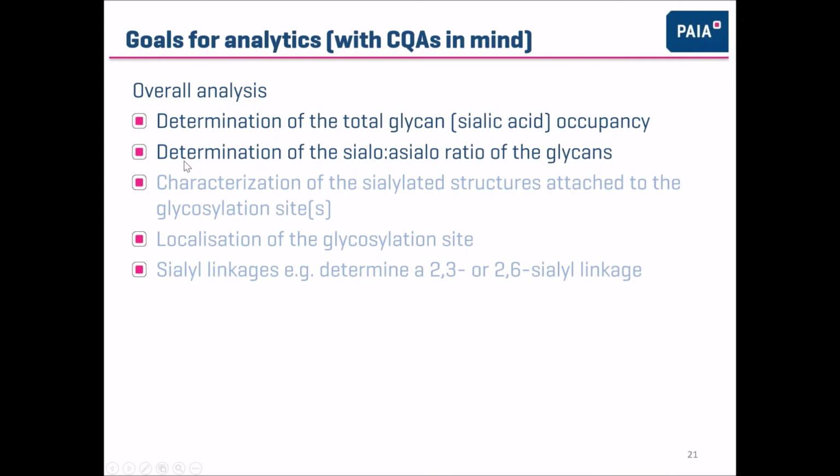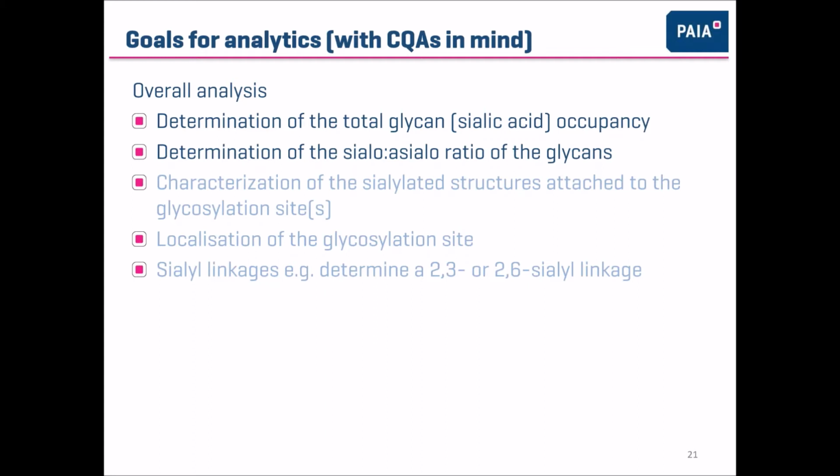We would like to know the ratio of the sialylated versus the acylated glycans, and less important would be to know, for example, what are the characteristics of the sialylated structures. So how do they really look like? Where are they located? And for example, also what kind of linkages are present in the proteins? Because that's something that you usually know when you know what kind of cell line you're working with.